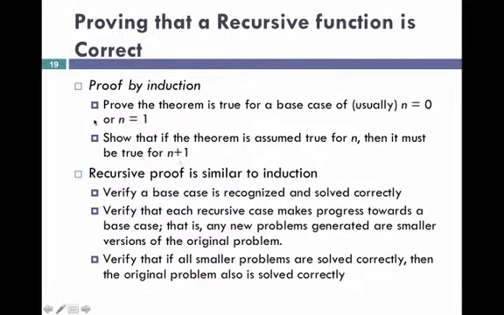Now, inductive proofs work as follows. We prove a theorem is true for a base case, usually n equals 0 or n equals 1, and then we show that if the theorem is assumed to be true for n, it must also be true for n plus 1. Now, recursive proof is similar to induction. We verify a base case is recognized and solved correctly. Then we verify that each recursive case makes progress towards the base case, so that any new problems generated are smaller versions of the original problem. And we verify that if all the smaller problems are solved correctly, then the original problem is also solved correctly.